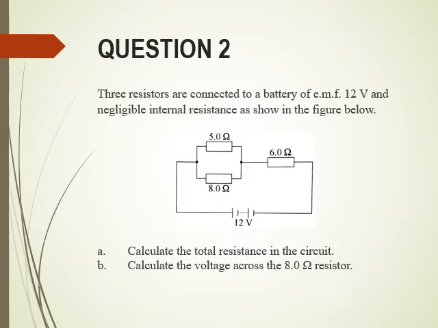Question 2. 3 resistors are connected to a battery of EMF 12 volt and negligible internal resistance, as shown in the figure below. A. Calculate the total resistance in the circuit. B. Calculate the voltage across the 8 ohm resistor.